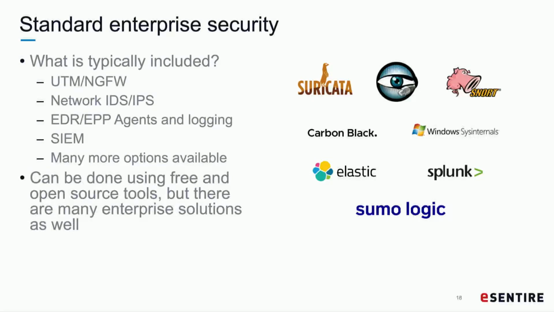Obviously a firewall, probably a next-gen firewall or UTM. Maybe a network IDS or IPS, that might be rolled into the firewall, but not necessarily. You'll see EDR and EPP agents, which I'll talk a little bit more about in a second. Maybe a SIEM for logging, and lots of other options too. So I have a bunch of logos up here for free and open source stuff, as well as some corporate options as well.